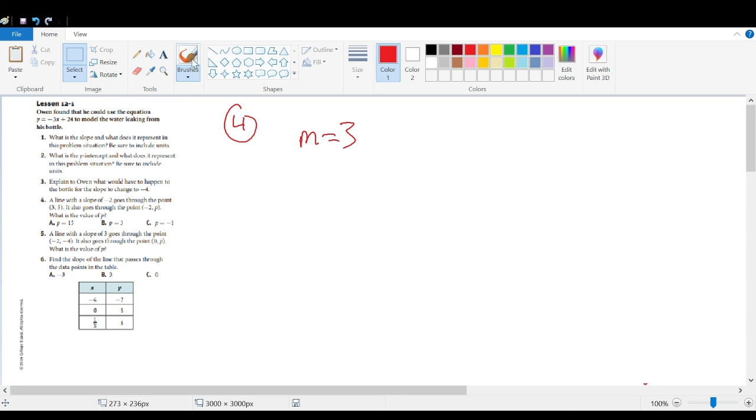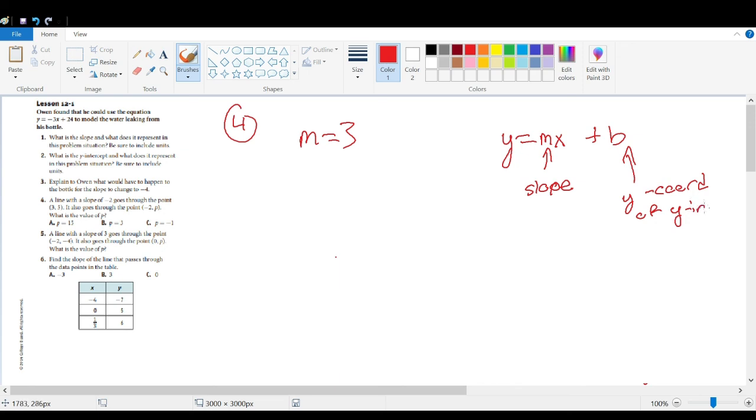All right, let's now get to the problem. So we have m is equal to 3. If we remember how our equations were earlier, we had y being equal to m times x, because m is the slope, and we noticed that the coefficient of x is always the slope, plus b, and b is the y-coordinate of the y-intercept.